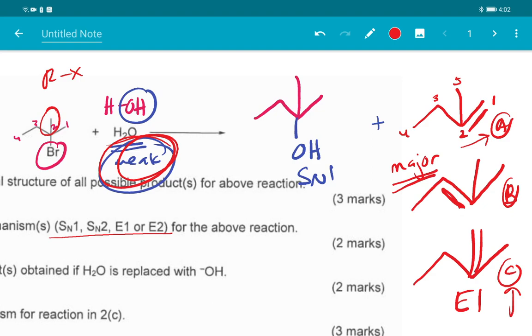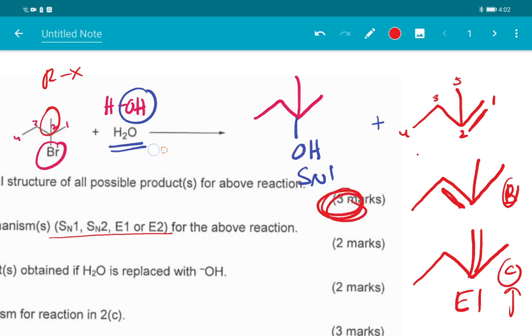However, structure B will be considered the major product based on the Saytzeff rule. We already discussed the Saytzeff rule earlier in the chapter on alkene. So guys, there you have it. There will be three structures. Therefore, the marks given is 3.